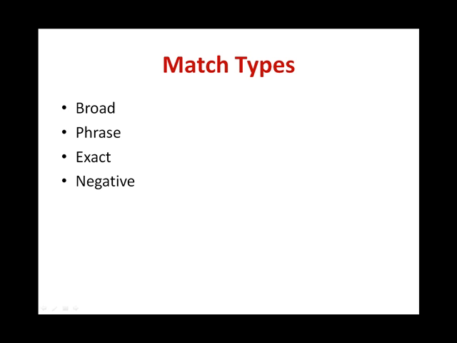Under keywords, there's also something called match types. By using match types, it will help you optimize your campaigns further. There are 4 different match types in keywords: broad, phrase, exact, negative. Let's demonstrate each of them more easily with a keyword example, yellow guitar.